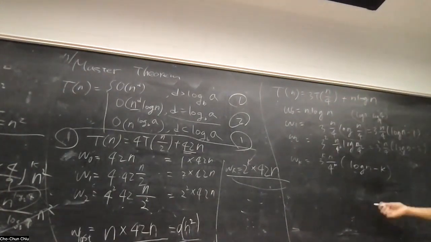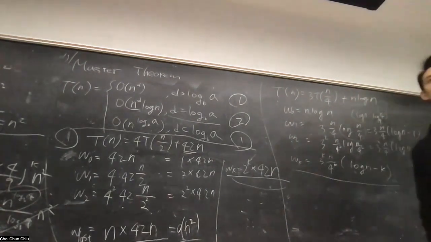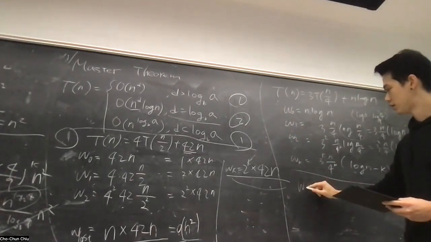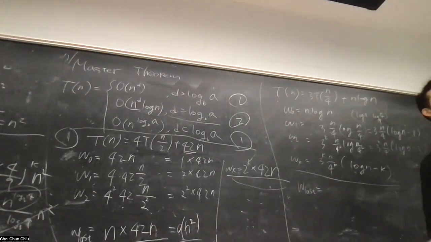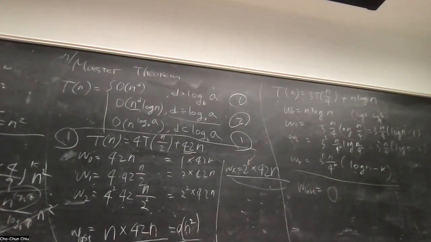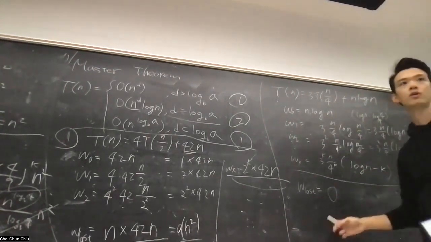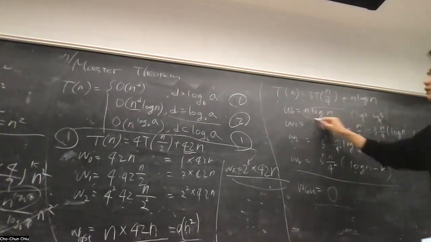make sense? So what's the last one? How many layers we have? Log n. So k is equal to log n, right? So 0, which means that eventually the size is not going to be reduced to 0. We don't really care about that. We only care about the first layer.